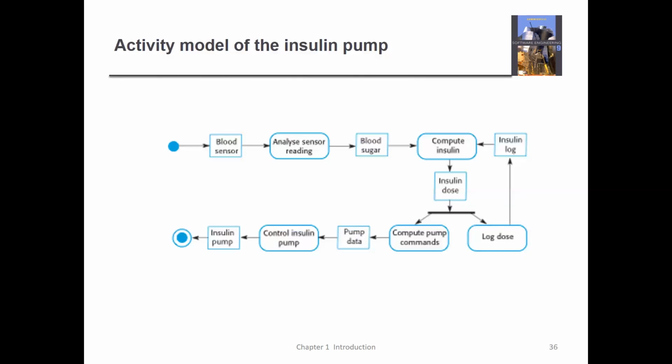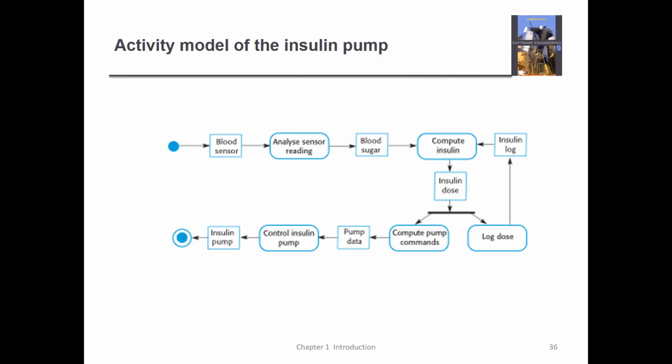Then, how the activity model works. First we read the data from the blood sensors, and then we analyze those sensor readings. After analyzing the sensor data, we have the blood sugar, and then we can compute the insulin. After computing the insulin, we have the insulin dose. After we have this insulin dose, we have two things: one is pump commands, and the other one is the log dose.